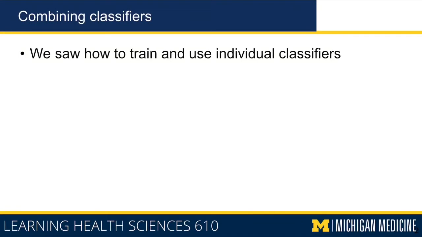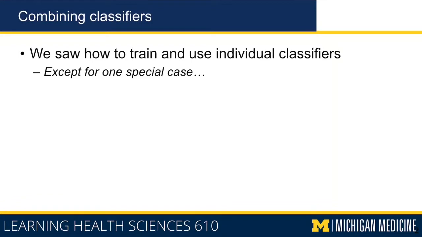In this video, we are going to talk about combining multiple classifiers for a single classification task. Until now, in the previous videos, you have seen how to train and apply individual classification models. So we talked about naive Bayes model or decision tree model or a support vector machine model where we had one classification model for the entire task.